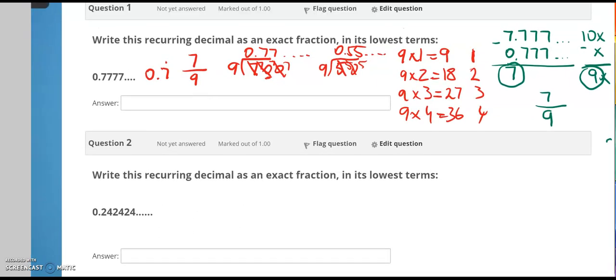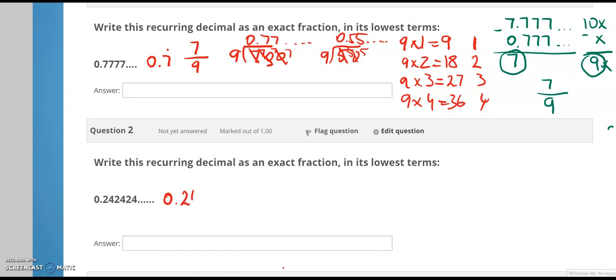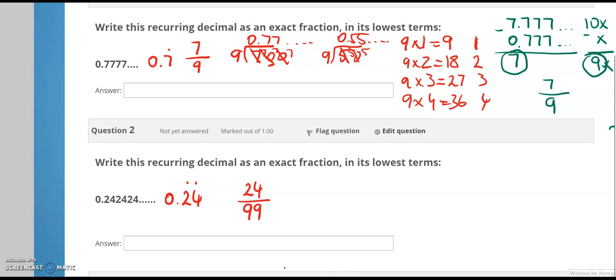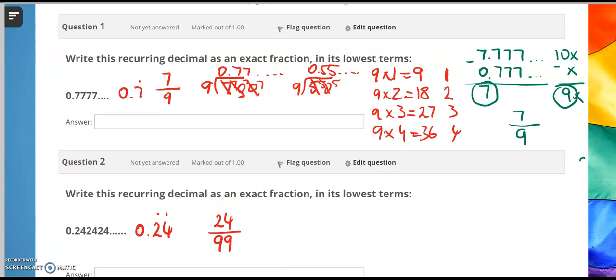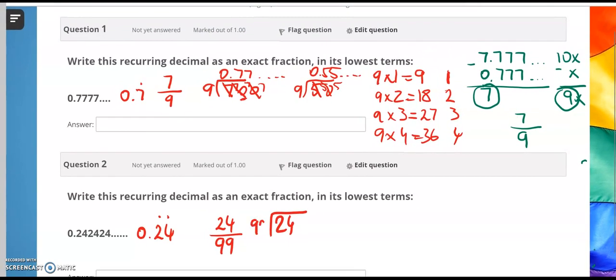Now in the second question we've got 0.24 recurring. So we'll write that as 0.24 recurring. Now we've got 2 digits that repeat themselves, and so we're going to need 2 9s at the bottom. So 24 out of 99. If you try to divide, again, the same thing would happen as it happened in the previous question. So getting 24 divided by 99.